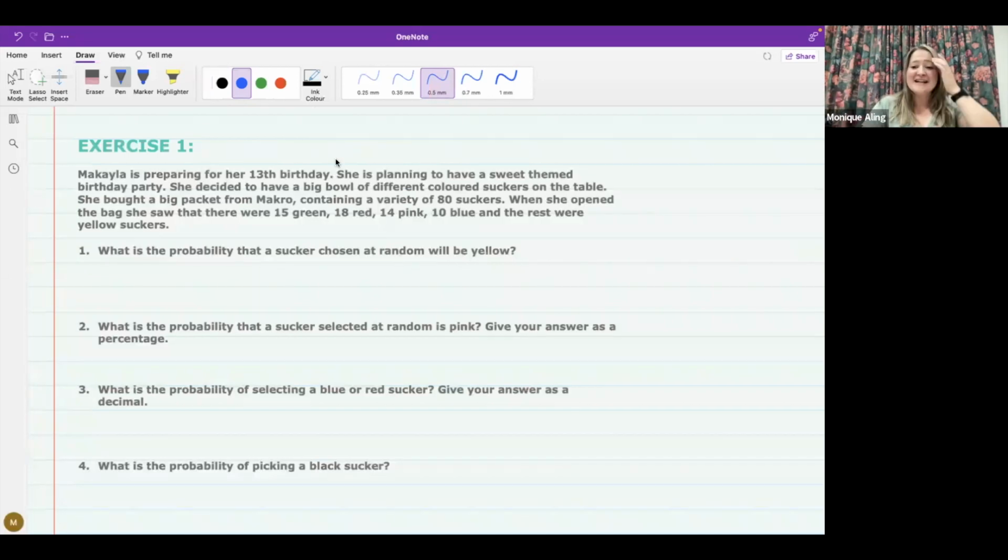Let's have a look at our first exercise. So let me know if I need to zoom in a little bit more. Okay, so looking at exercise 1, it says, Michaela is preparing for her 13th birthday. She's planning to have a sweet-themed birthday party. She decided to have a big bowl of different colored suckers on the table. She bought a big packet from Macro containing a variety of 80 suckers. When she opened the bag, she saw that there were 15 green, 18 red, 14 pink, 10 blue, and the rest were yellow suckers. Okay, let me just zoom in a little bit more.